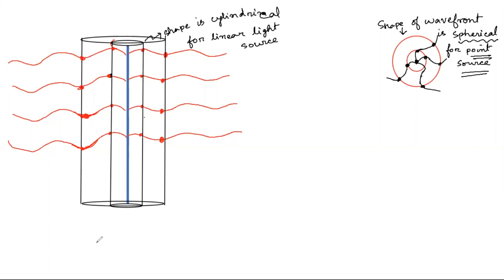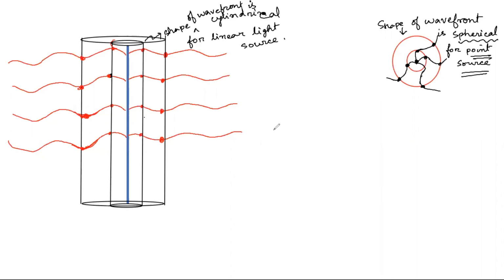The shape of wavefront is cylindrical for a linear light source. Alright, so these are the two types of wavefront for different types of light source.